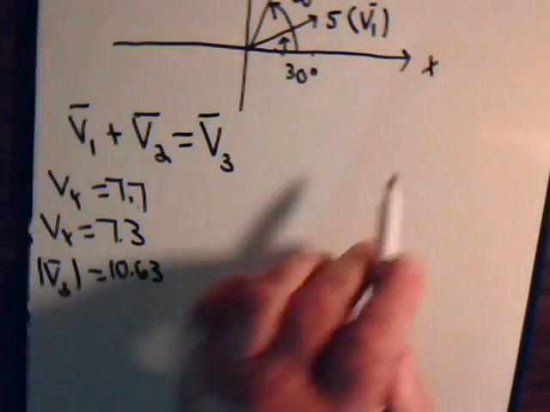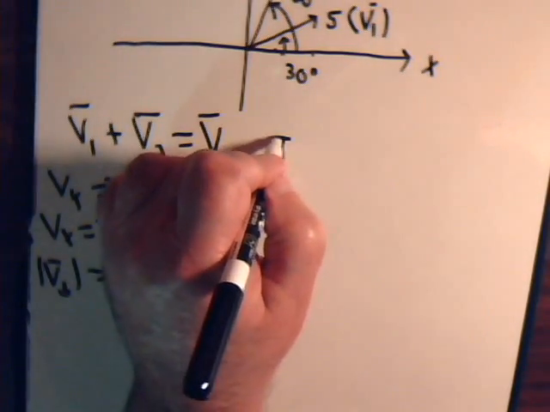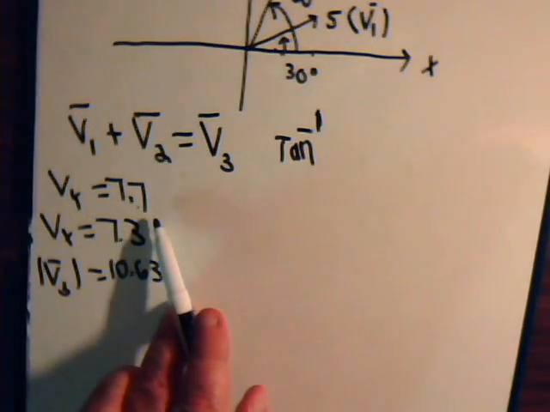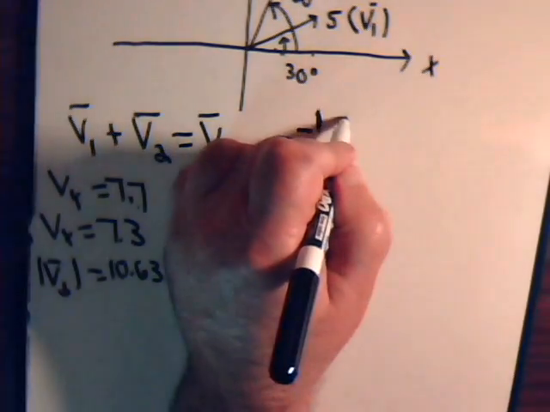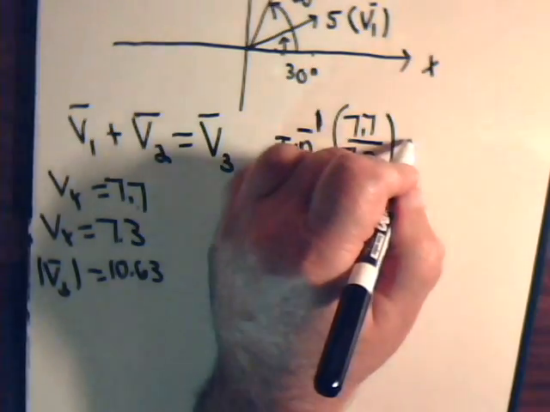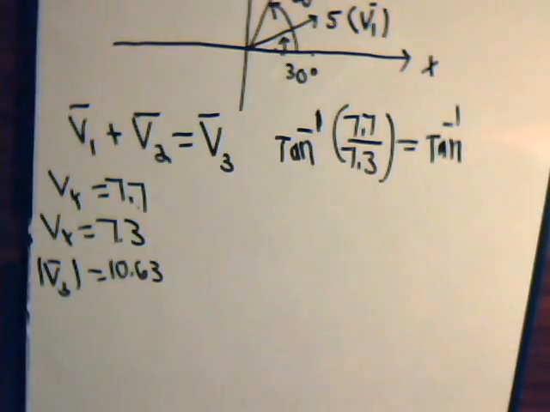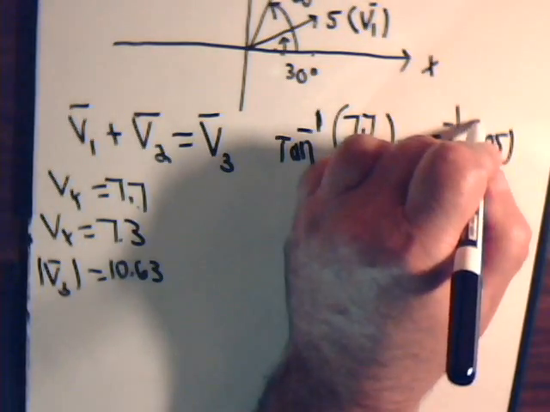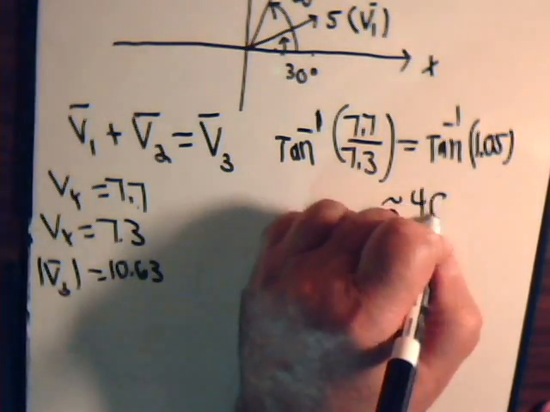The angle that our new vector V3 makes with the x-axis will be the inverse tangent of Vy, 7.7, divided by Vx. And that's the inverse tangent. I think it's just a little bit over 1.0 something. We looked that up in a table of values, and that's approximately 46 degrees.